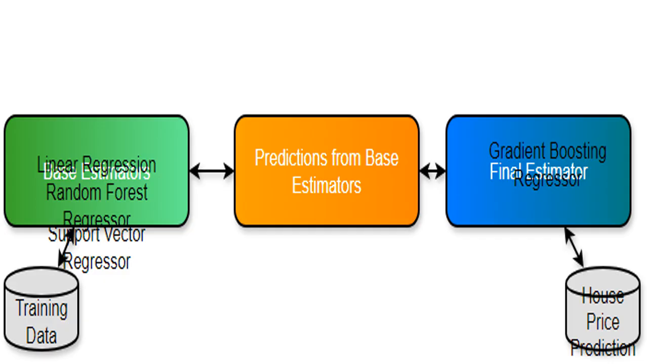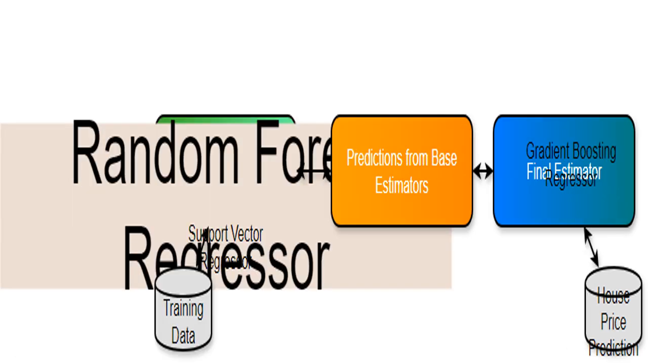Think of it like a team. My base estimators are like individual players, each making their own prediction. The final estimator is the coach who sees all those predictions and makes the final decision. I'll use this data to train all my models, both the base and final models.